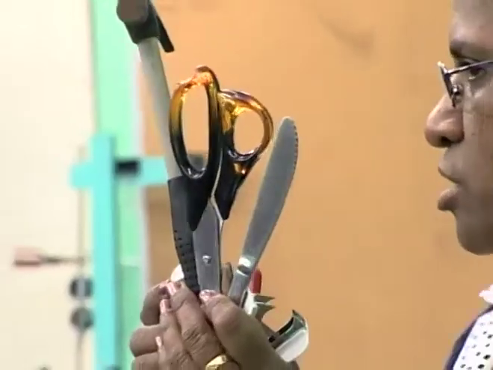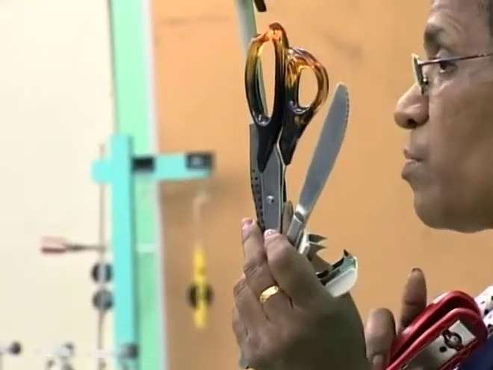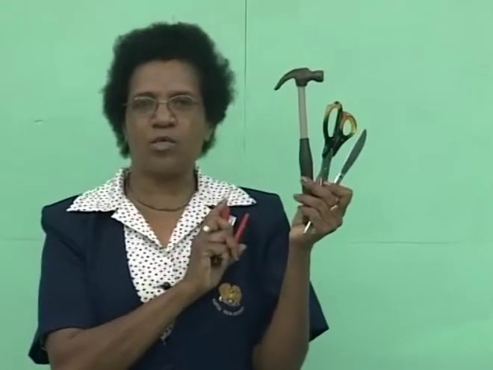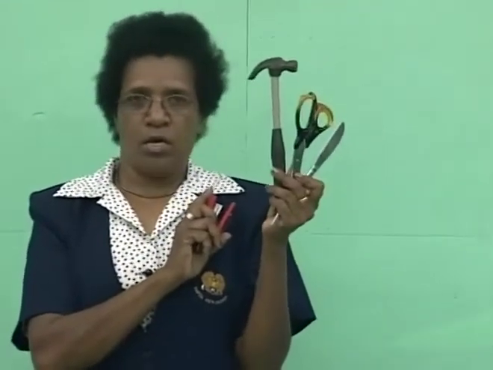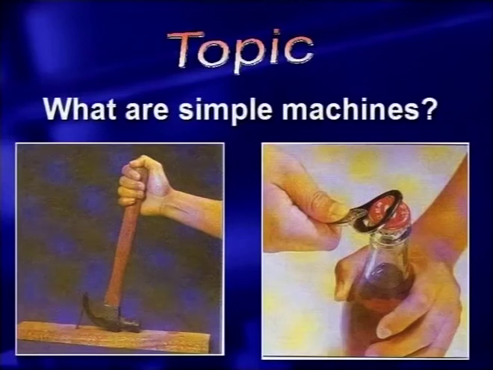Now, all these that you just had a look at, receiving students as well as the class, are all simple machines. We know of very big machines. We think that we only have machines which are big, but there are also machines that are small. And that introduces us to our topic for this lesson, which is what are simple machines?